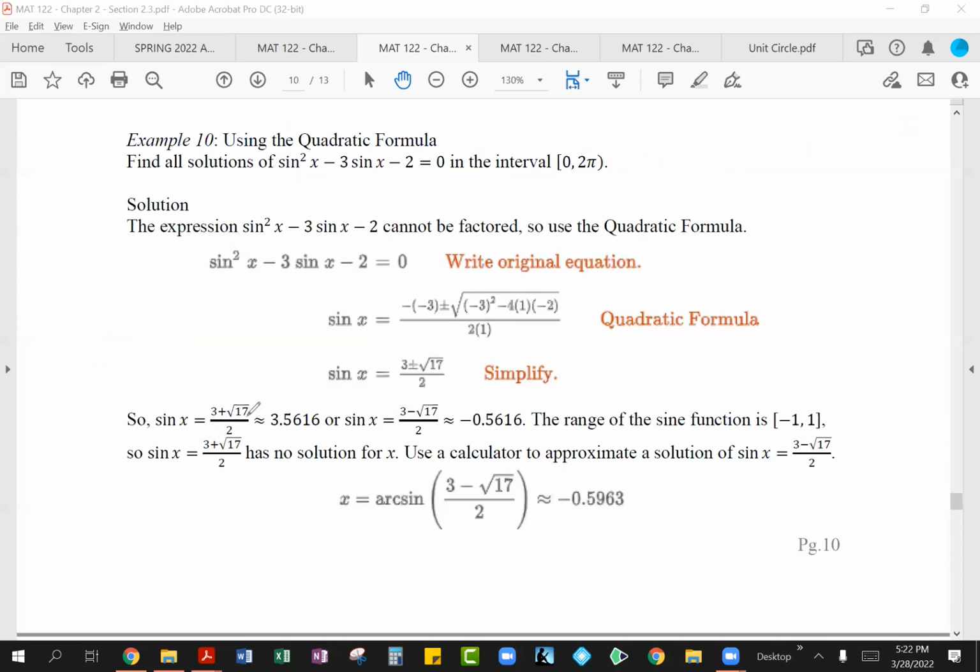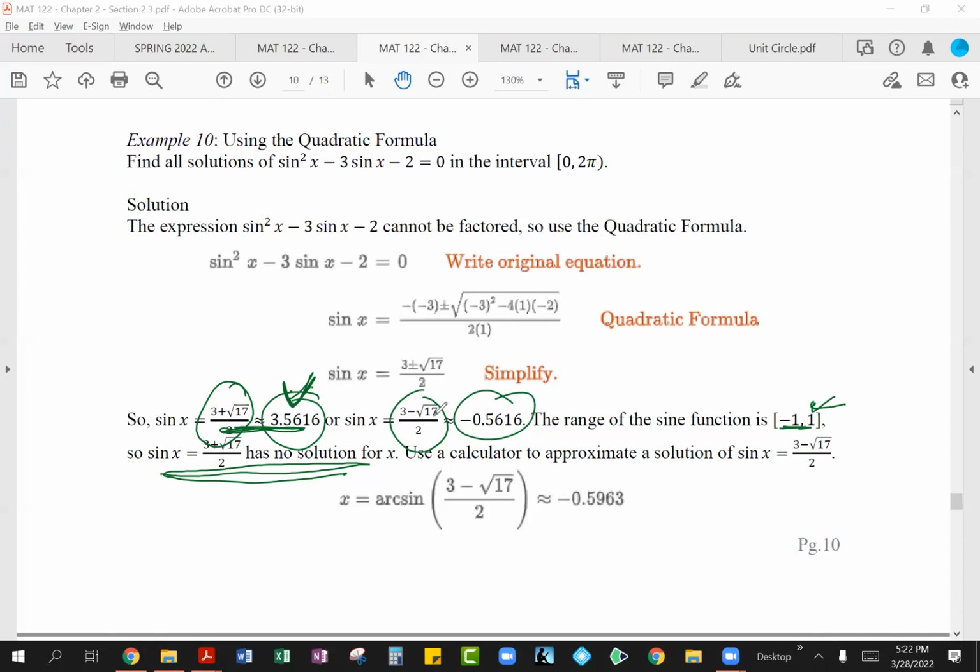To solve this, you will actually use the inverse sine function again, the arc sine, as you can see over here. So what they started out with was just simplifying, with the plus sign and the minus sign, what these numbers come out to be. The range of the sine function, we know, goes from -1 to +1. So that's why we are saying, since this number here is larger than +1, you're not going to have a solution for this. So that's why this one has no solution here.